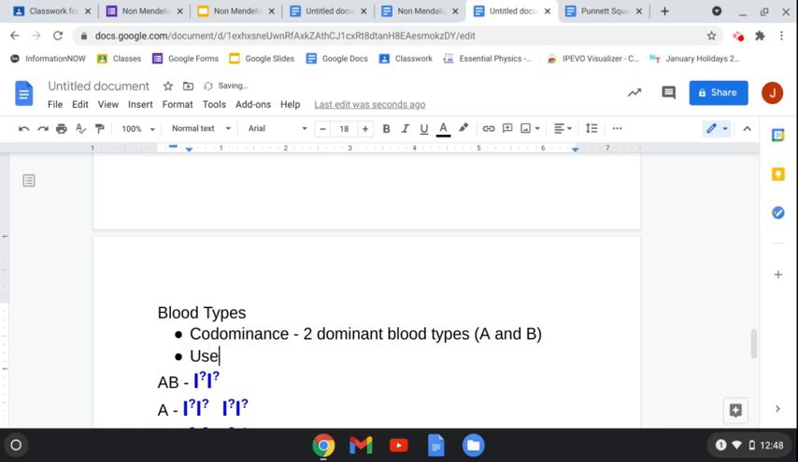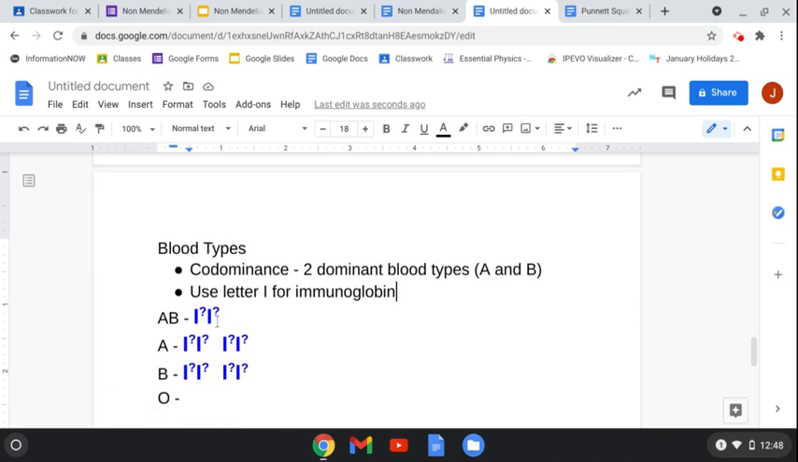For the letter we're going to use the letter I, and this is for something called immunoglobulin. Immunoglobulin is a type of protein that's found on the surface of red blood cells, and they come in two varieties, either A or B, and sometimes they're absent entirely, and that's when you have your recessive trait.